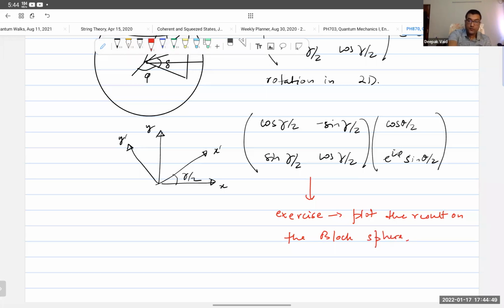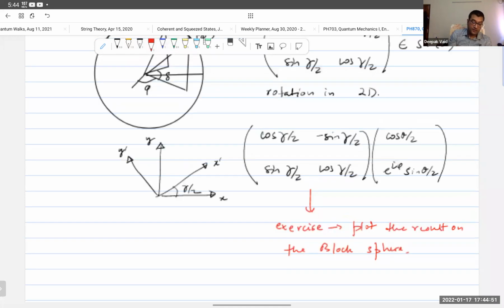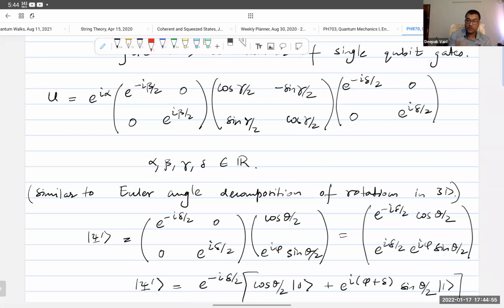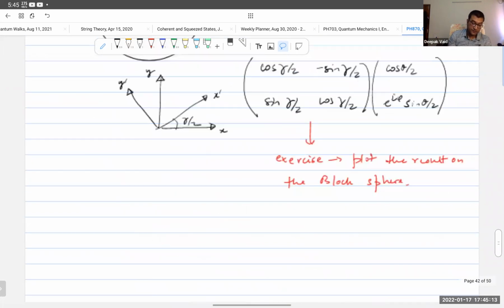Any single qubit unitary can be decomposed into these 3 operations. The first is a rotation around the z-axis, then this transformation, then another rotation around the z-axis, and then multiplication by some arbitrary phase.